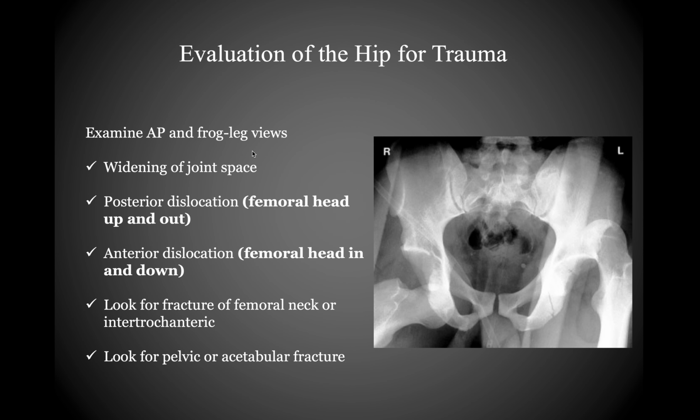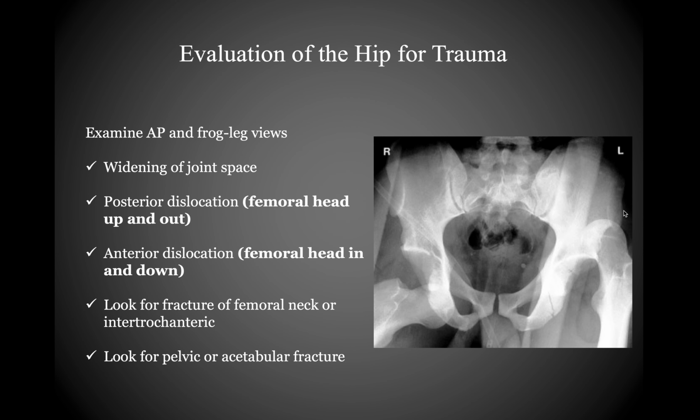So it's going to be within where the head of the femur is sitting within the acetabulum. If you see widening of that joint space, that's indicative of a potential dislocation. And so when there is a dislocation present, it can be either an anterior or a posterior dislocation. And so with a posterior dislocation, the femoral head is going to be located up and out.